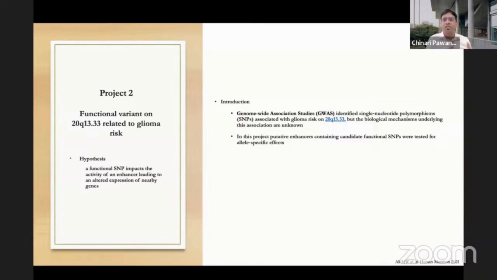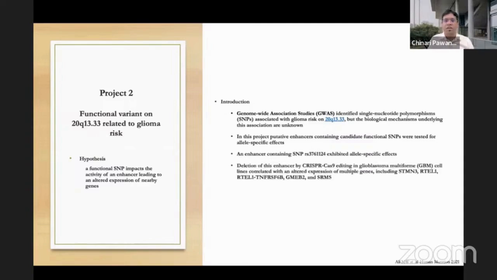Then the putative enhancers containing functional SNPs were tested in the wet lab, and we further validated them using one of our dry lab associations. The idea was to study this enhancer, which contains a SNP and exhibited allele-specific effects. The deletion of this enhancer by CRISPR-Cas9, which is widely used in genome editing, in GBM cell lines correlated with altered expression of several genes, including the list that I mentioned here, especially STMN3.